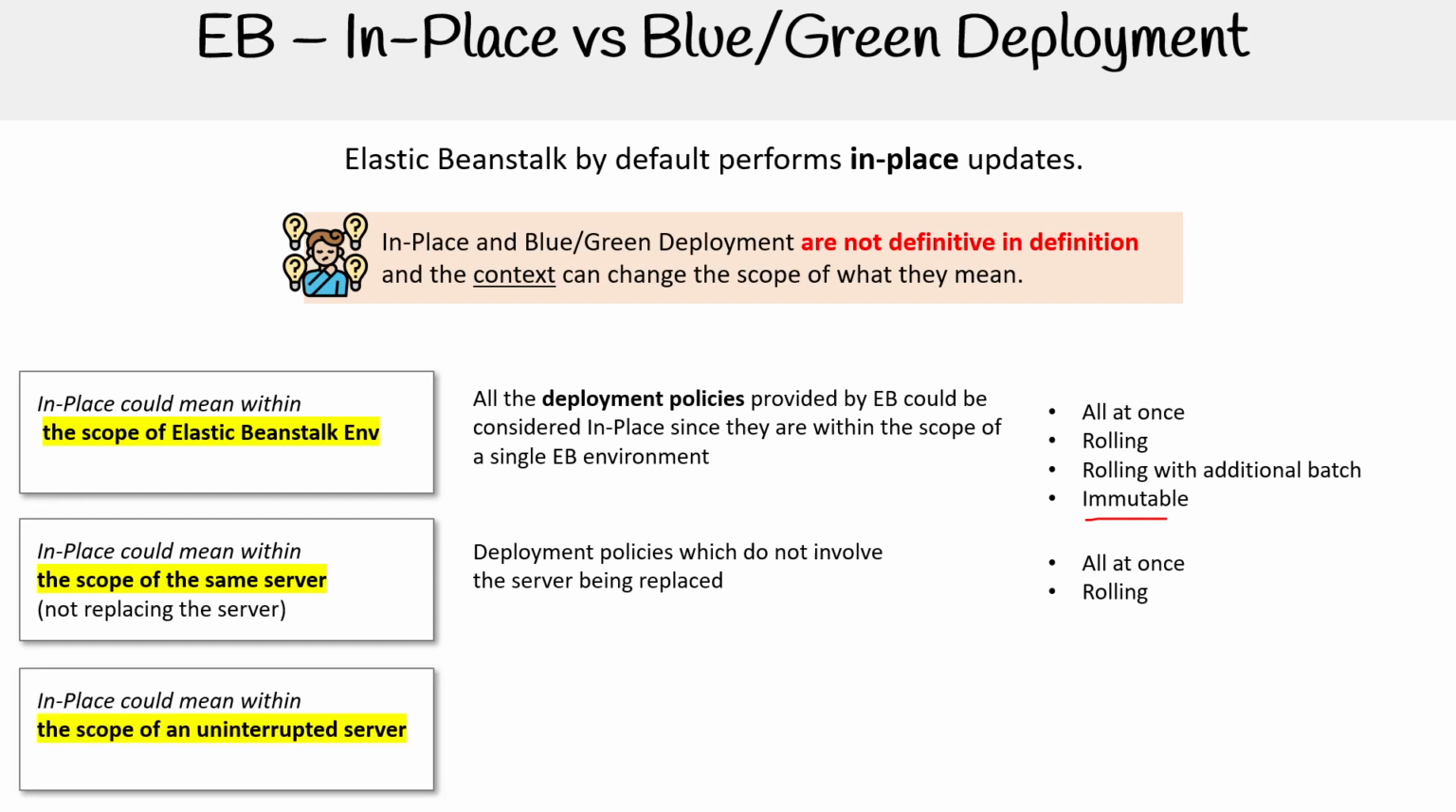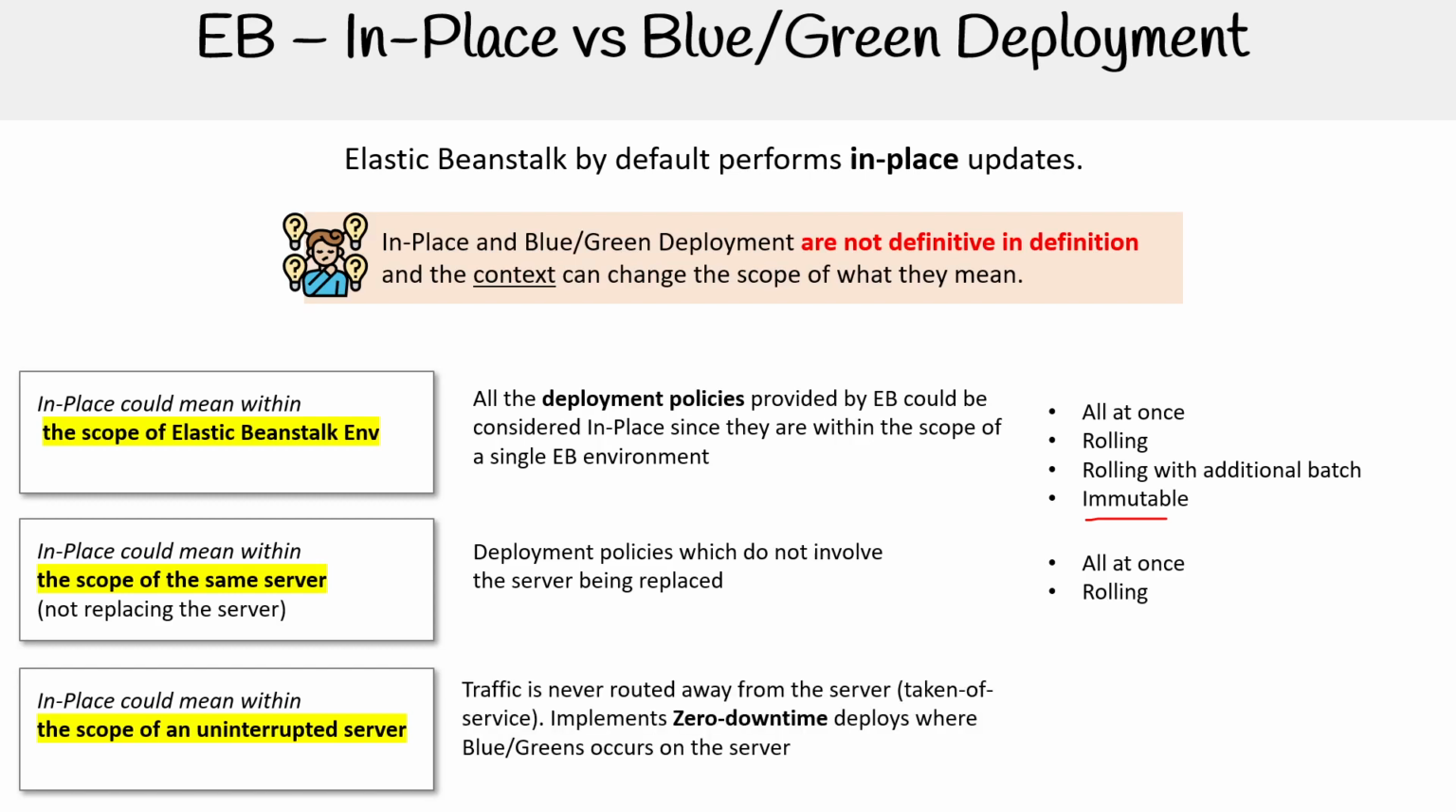In place could also mean within the scope of an uninterrupted server. This takes it further, where traffic is never routed away from the server or taken out of service. It implements zero downtime deploys where blue-green occurs on the server. This is how I know in place to mean. An example of that would be something like Capistrano.